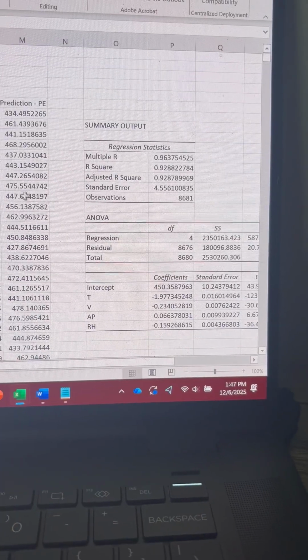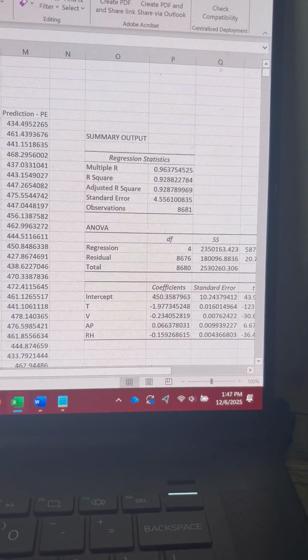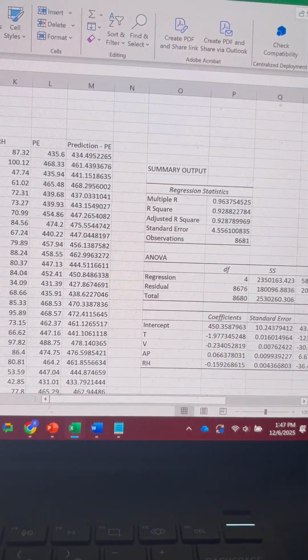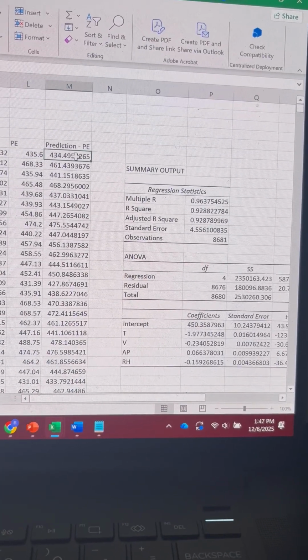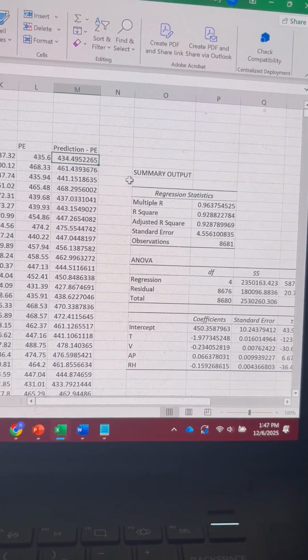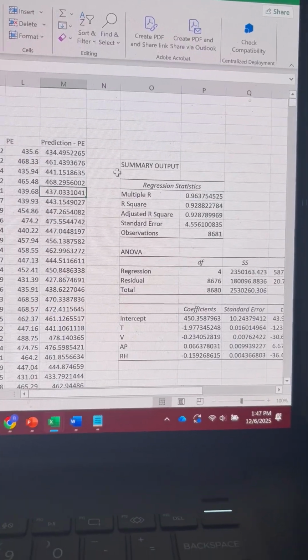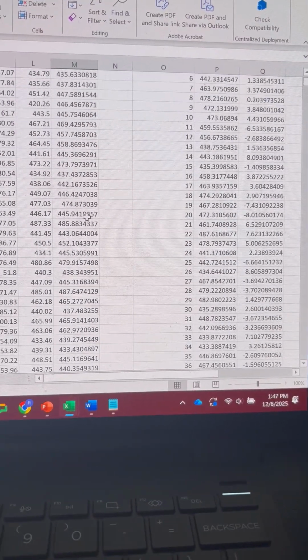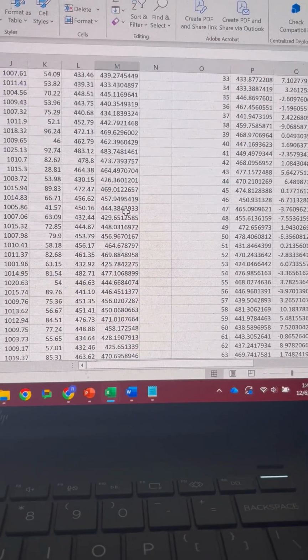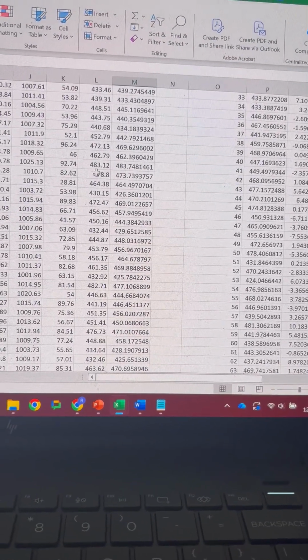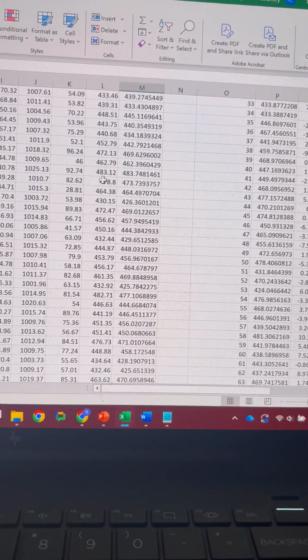And when I am testing it, you can see that this is my validation data, this is my actual value, this is the predicted value. It's performing quite well. You can see across many observations, the prediction is quite consistently close to the actual observation.